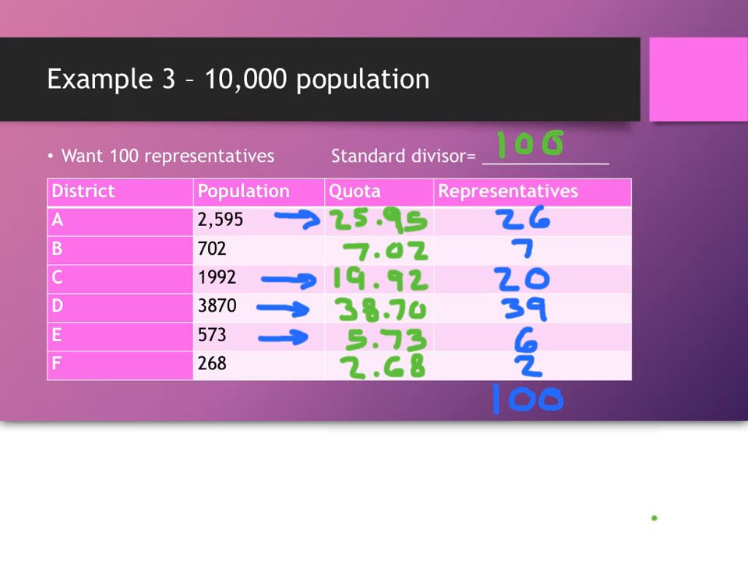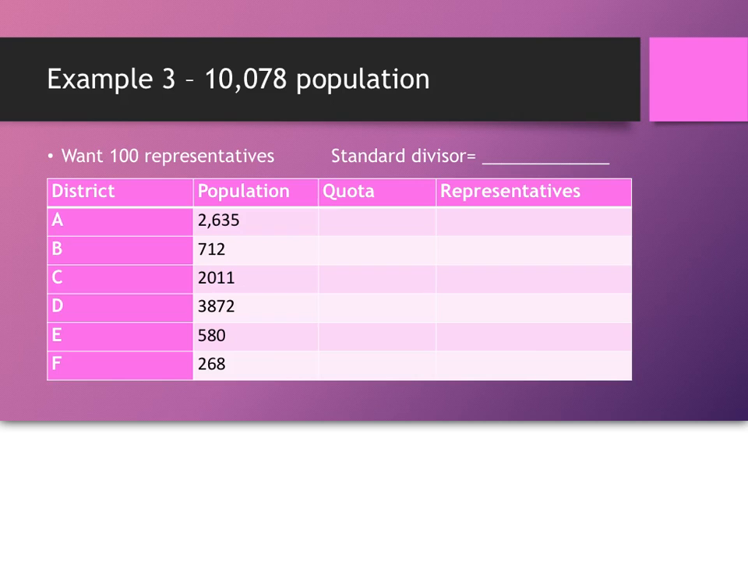Now here's what we're going to do. We're going to change the population slightly. We're going to add some to certain districts, and we'll see how that pans out. So again, we added some people to some populations. In fact, we added 78 people to the entire population. We kind of randomly put those in, and I want you to take this example, find the quota and the number of representatives using Hamilton's method. Again, I'll give you about 10 seconds. Pause the video, do it on your own, and then come back and I'll finish it up.